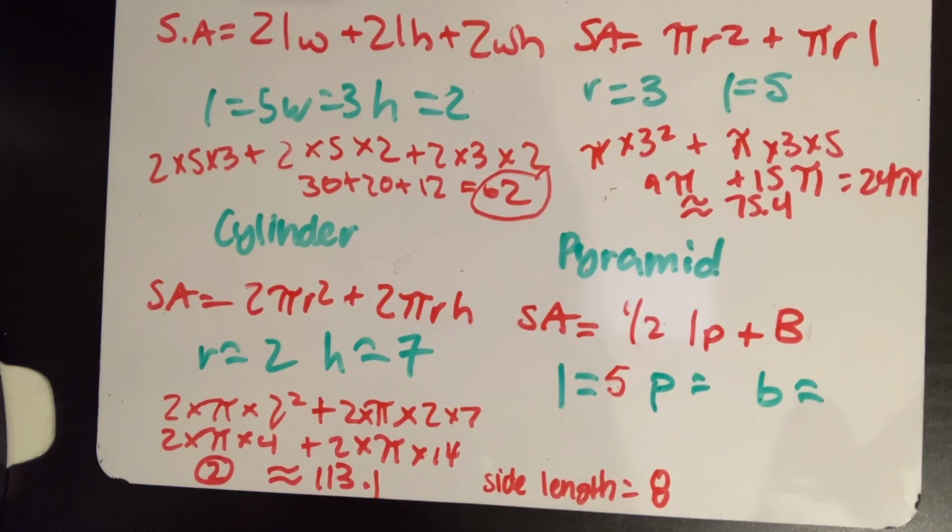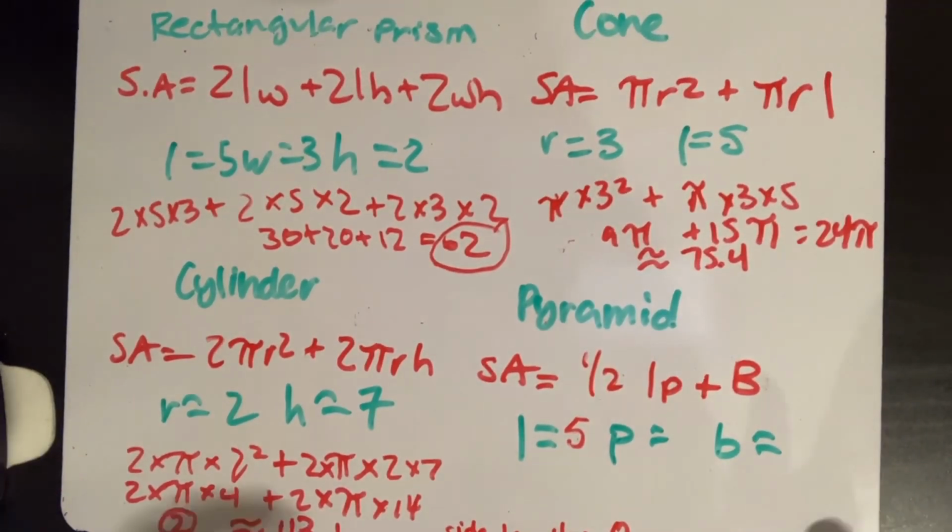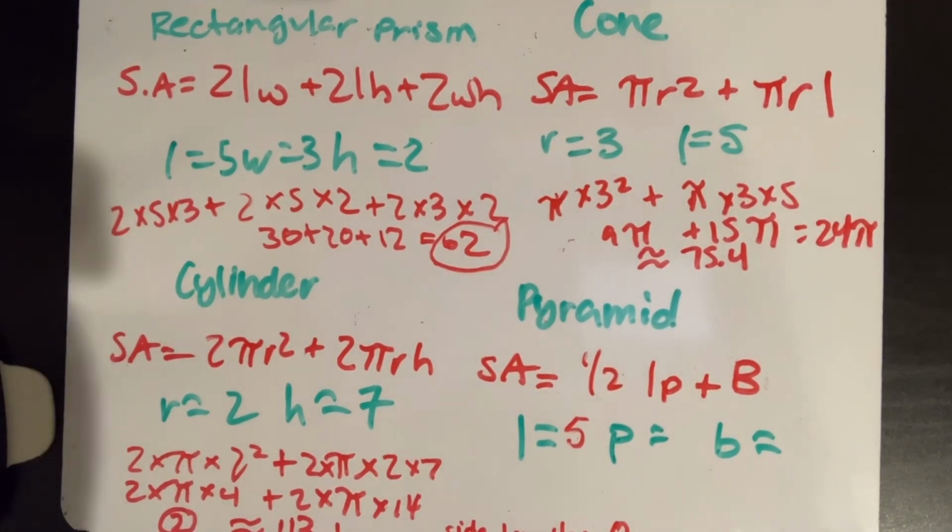For a cylinder, the surface area formula is 2 times pi times r squared plus 2 times pi times radius times h. If the radius is 2 and the height is 7, you can plug it in to get the surface area of approximately 113.1. For a pyramid, the surface area formula is 1/2 times length times perimeter plus base.